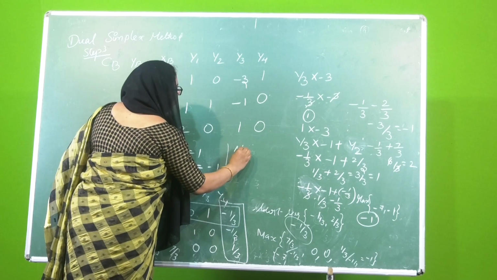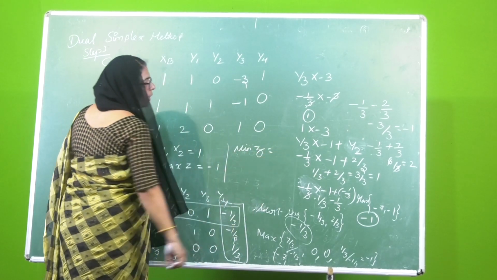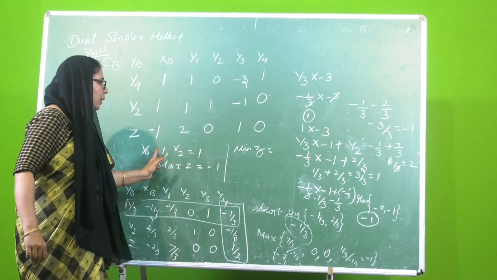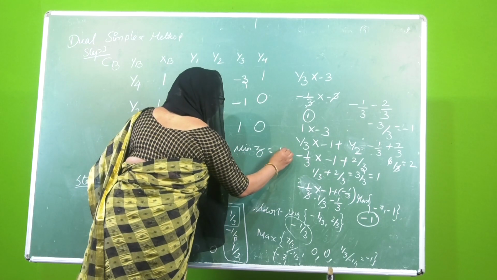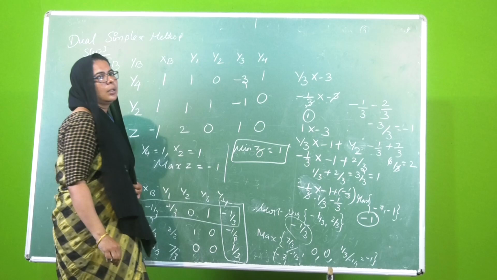In the given problem, we only minimize Z. You have to convert the maximize Z into minimize Z. So minimize Z equals 1.